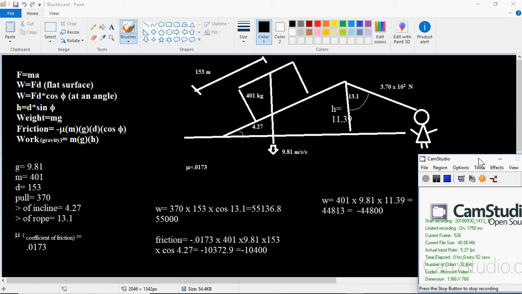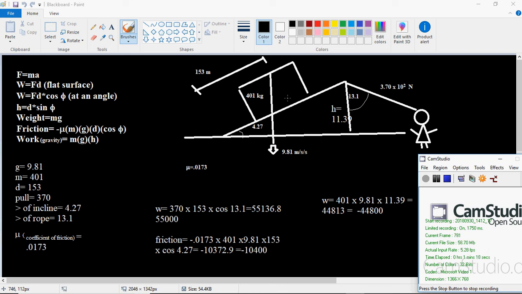Here's what we were given. We were told that we had a cart that was fully loaded and that its mass was 401 kilograms. Okay? We were told that it was on an inclined plane and the angle to the ground of the inclined plane was 4.27 degrees.